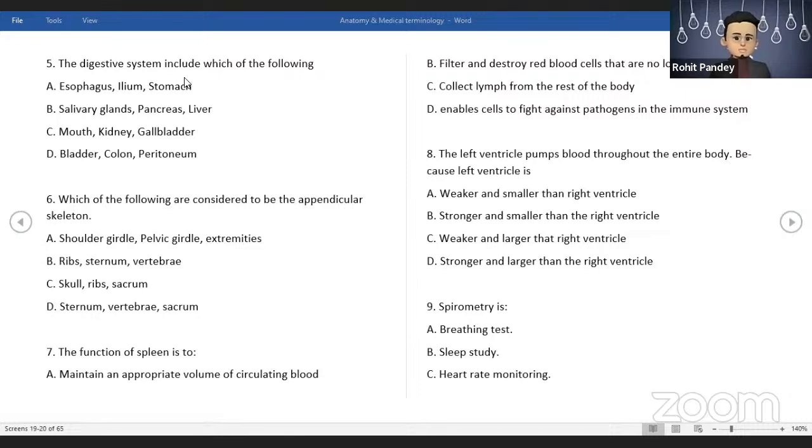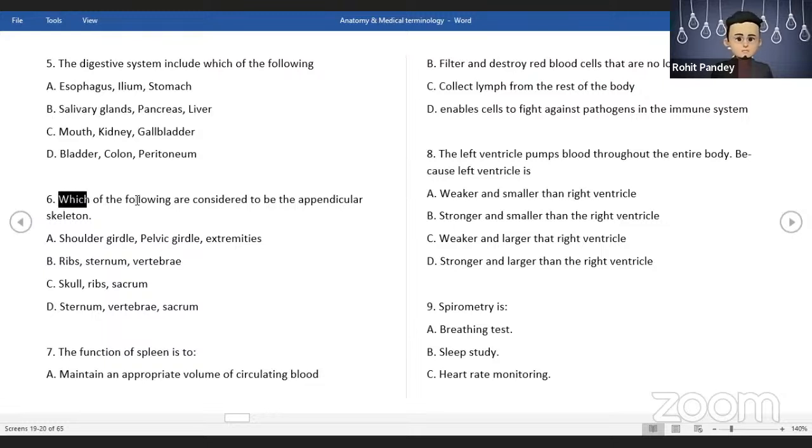The fifth one: the digestive system includes which of the following? A, esophagus, ileum, stomach; B, salivary gland, pancreas, liver; C, mouth, kidney, gallbladder; D, bladder, colon, and peritoneum. Tell me the answer. So the answer is salivary gland, pancreas, and liver, which are parts of the digestive system.